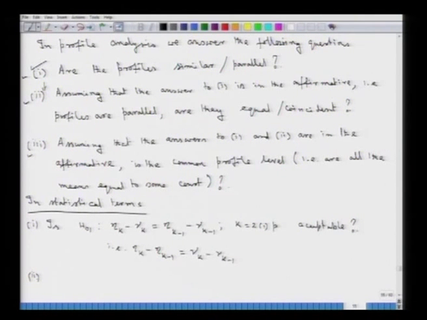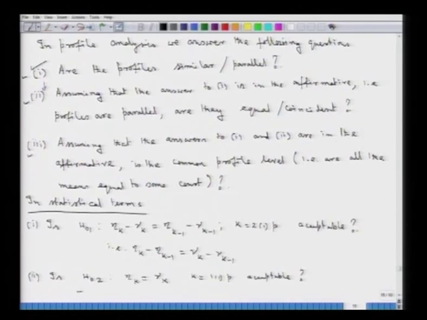Now, the second hypothesis that we are going to frame is going to look at equality or coincidence of the two profiles, given that the first hypothesis is accepted. So, the second type of hypothesis that we are going to frame for testing equality or coincident nature of the profiles is H naught 2, that we will have equality, which is eta k equal to nu k. This is for k equal to 1 up to p. Is this hypothesis acceptable or not?